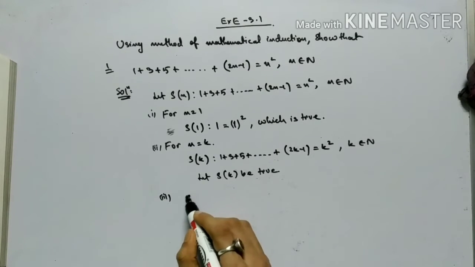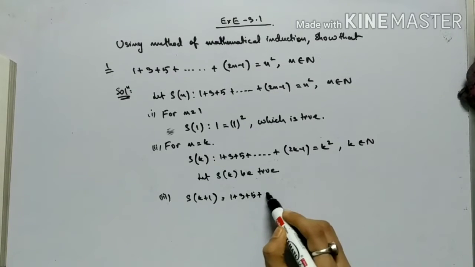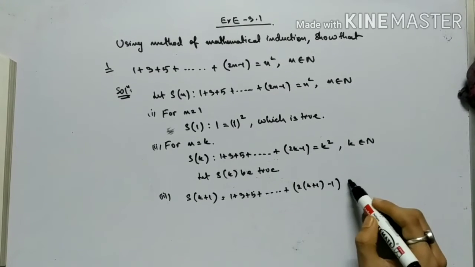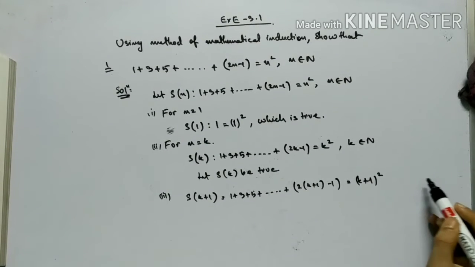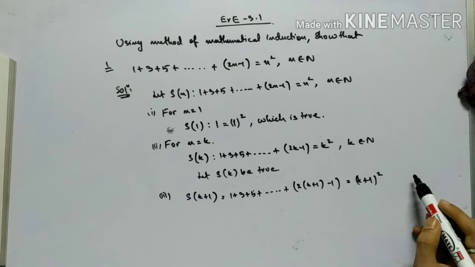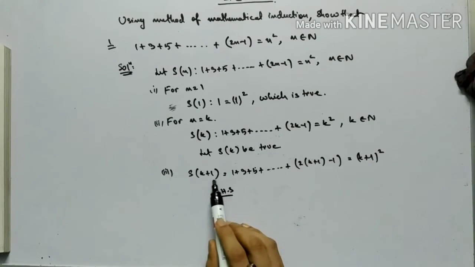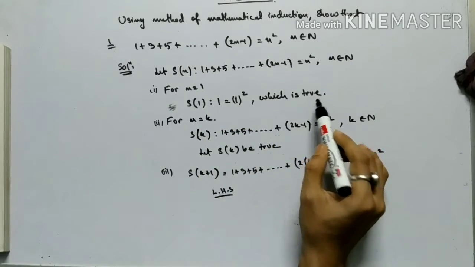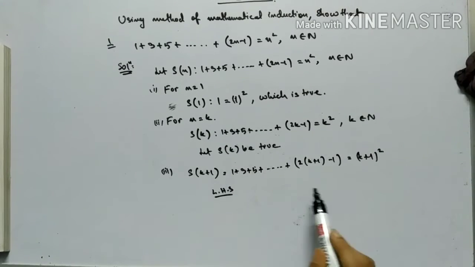Now third, I will take Sk plus 1. So 1 plus 3 plus 5 plus dot dot dot plus, this will be 2k plus 1 minus 1, is equal to k plus 1 the whole square. So now I will have to prove that Sk plus 1 is also true. I saw that S1 is true. Sk I have taken to be true. Now I will prove that Sk plus 1 is also true.